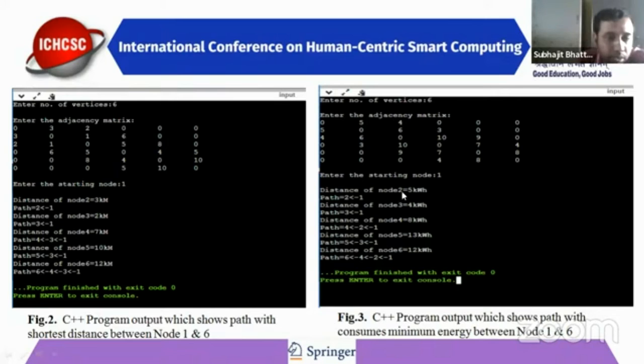Compared with the original Dijkstra, when we implement the new method for calculating the minimum energy consumption, the path is 1, 2, 4, 6. So the two paths are different. We will not look at the shortest path distance, because energy is valuable nowadays. We will look at the path where the energy consumption is minimum, so our selected path will be 1, 2, 4, 6. That is the C++ output program that we have implemented.